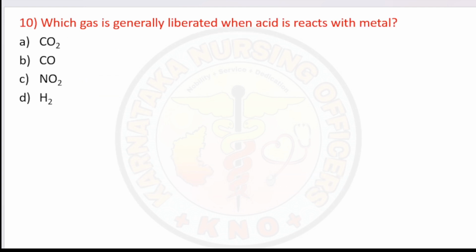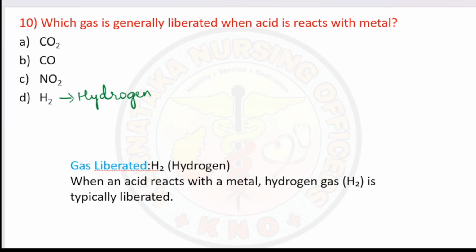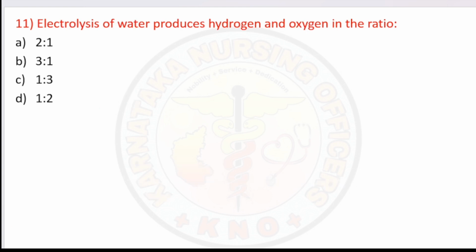Next question: which gas is generally liberated when acid reacts with metal? Whenever an acid reacts with any metal, the gas which is usually liberated is hydrogen. So the correct answer is option D, hydrogen. When an acid reacts with a metal, hydrogen gas is typically liberated. Okay, next question.